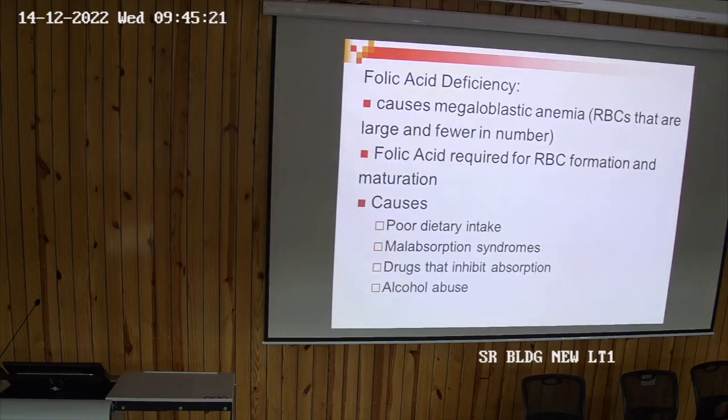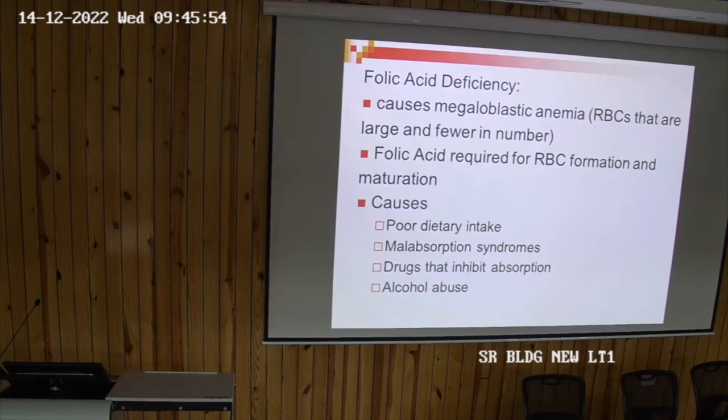Folic acid deficiency again causes megaloblastic type of anemia, with cells that are large and fewer in numbers. Folic acid is required for formation and maturation. A cause is poor dietary intake. So again the emphasis will be given on the history or the socio-economic status of the patient. The important line is poor dietary intake.